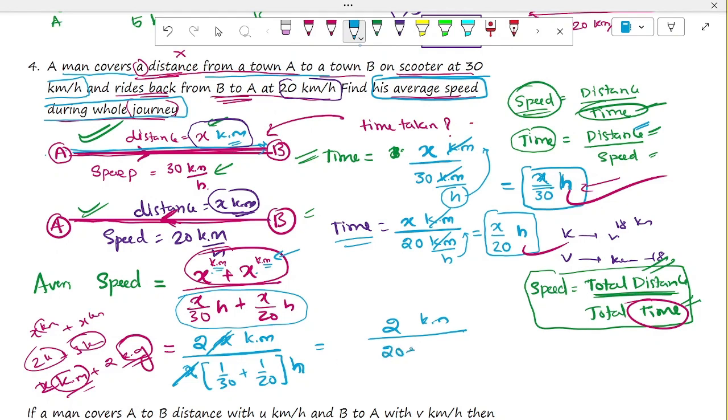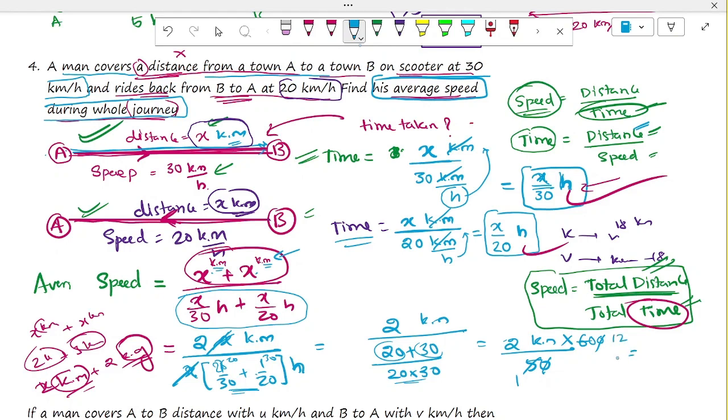This will be 20 plus 30 divided by 20 into 30. So for the LCM in this case I am directly taking 20 into 30 and just cross multiplying, 20 here and 30 here. I have written this 20 into 30. So this will be equal to what? 2 kilometer divided by 50 over 20 into 30, which is I think 600. So cancel, 5 ones are 5.